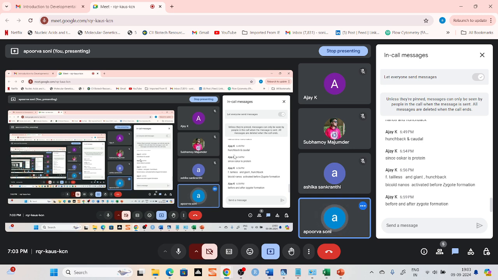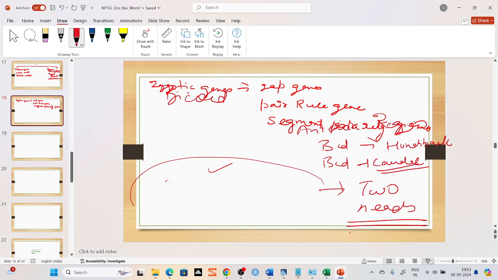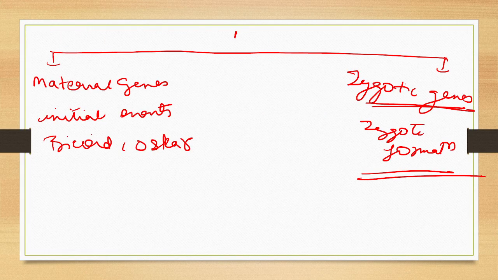So what I'm trying to tell you here is that essentially there are two categories of genes. One category of genes are the genes which are formed before the fertilization, and the other are the genes which are expressed after the fertilization.